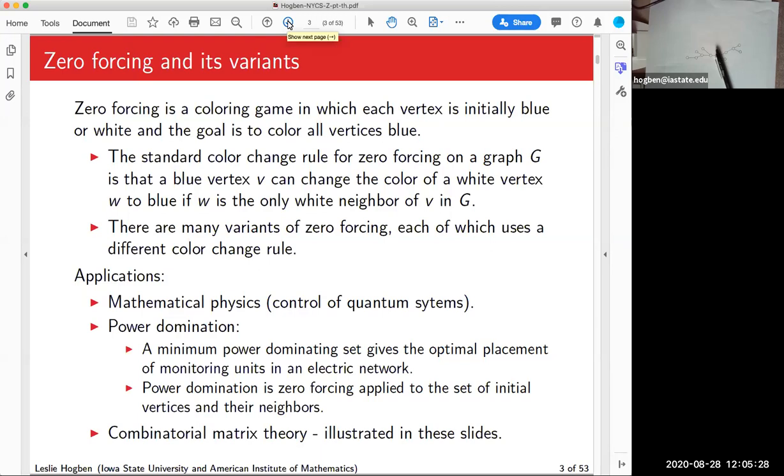Another original introduction of zero forcing was through the control of quantum systems in mathematical physics. This was in about 2006, and the power domination was much earlier. The seminal paper that introduced it, by Haynes et al., was in 2002. And the third application, which is the one I'm going to focus on for the variants I'm talking about, is in combinatorial matrix theory.